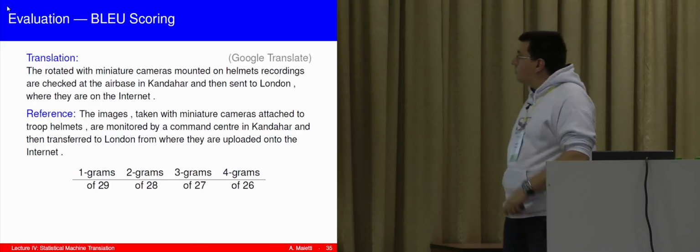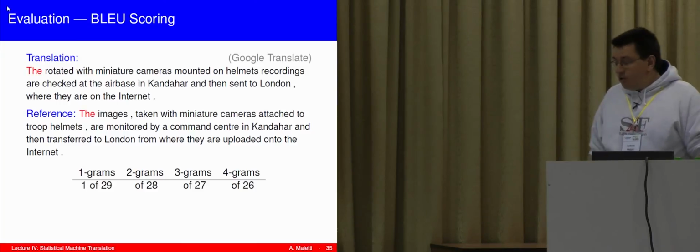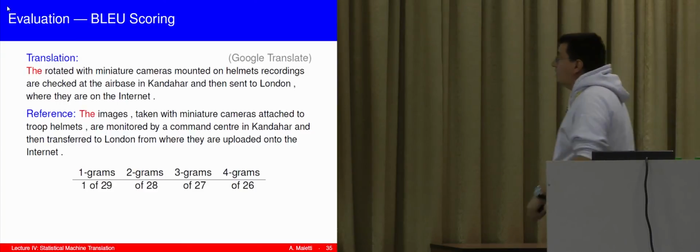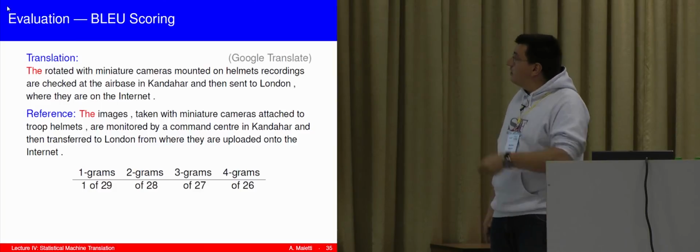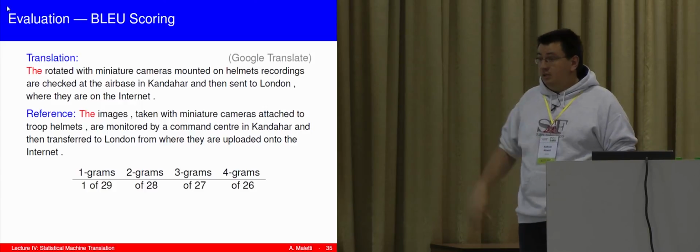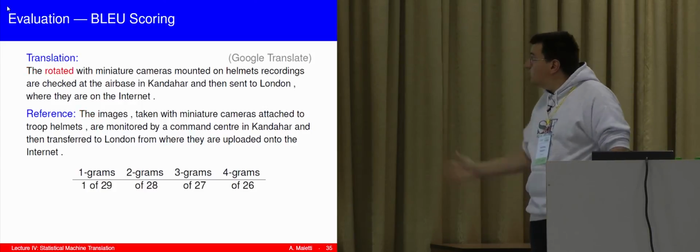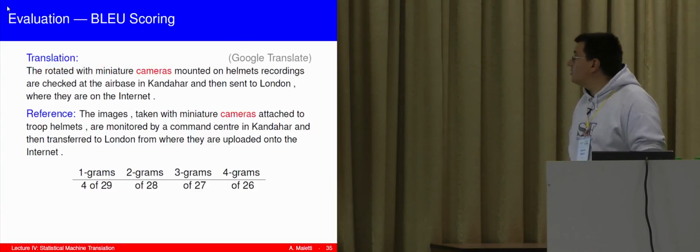It's not quite what Google Translate in this case produced. Now you're basically going to check, and I'll go over this very quickly. You're going to count how many things you got right. So you got the there right. The location is irrelevant, right? You're just looking for the. Rotated doesn't exist. With is there. Great. Miniature is there. Cameras is there.